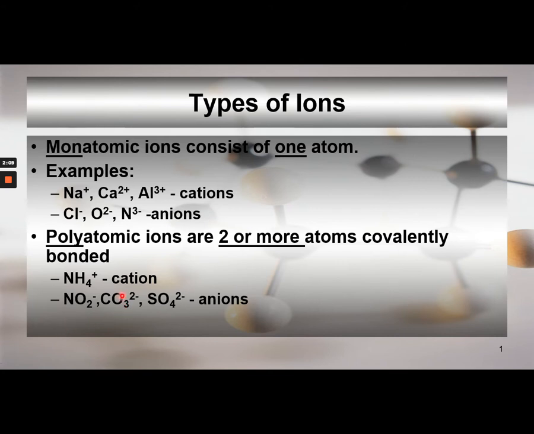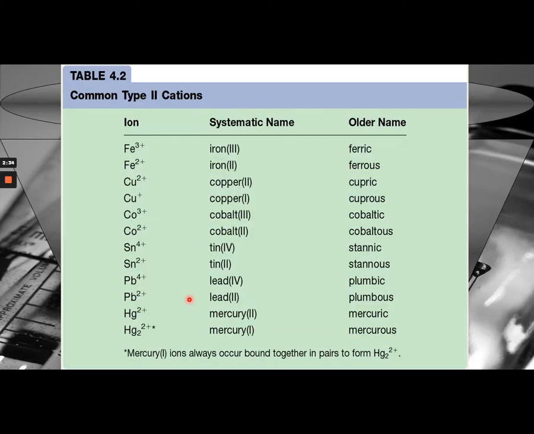Nitrite, carbonate, and sulfate are all examples of anions. Nitrite is 2 oxygens and 1 nitrogen with 1 more electron than protons. Carbonate is 3 oxygens bonded to a carbon with 2 more electrons than protons. And sulfate is 4 oxygens bonded to a sulfur with 2 more electrons to make an anion. So poly meaning 2 or more.